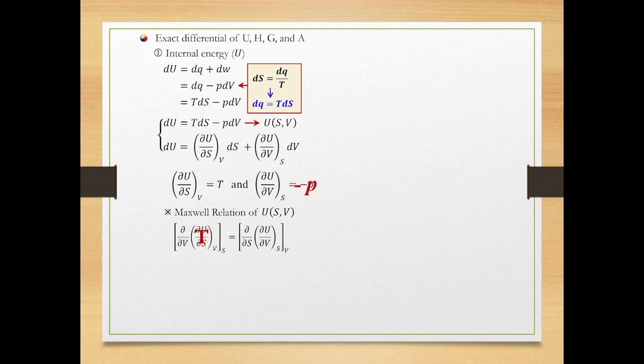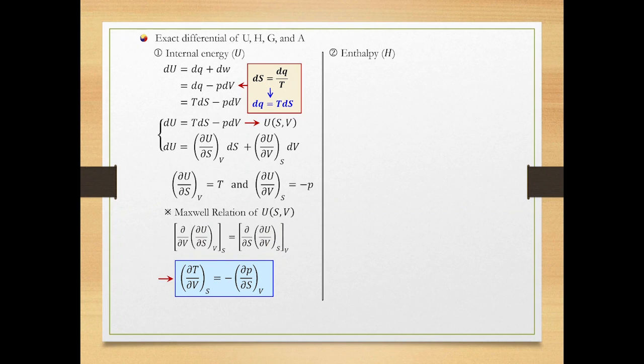Plug this into the Maxwell relation. It leads to the partial derivative of T with respect to V at constant S equals negative partial derivative of P with respect to S at constant V. This is another form of Maxwell relation of internal energy. Be aware that all four functions, internal energy, enthalpy, Gibbs free energy, and Helmholtz free energy, have their own Maxwell relations like this one. Let's try enthalpy this time.